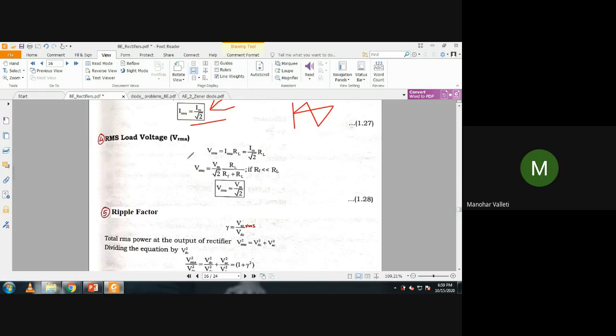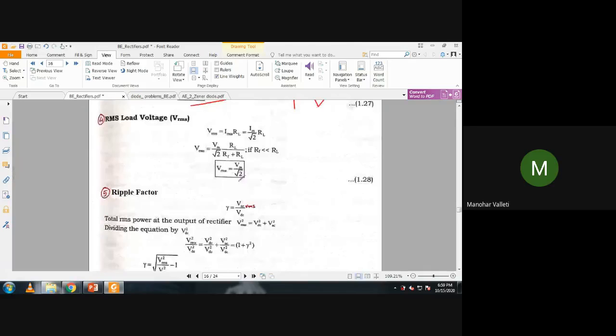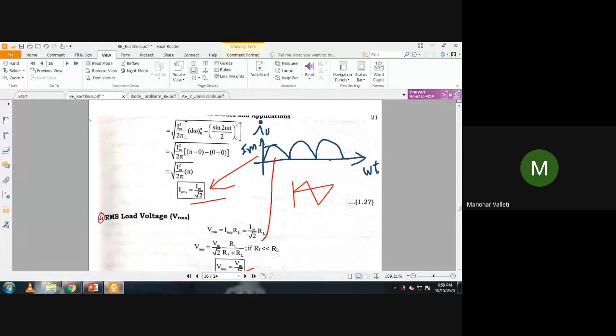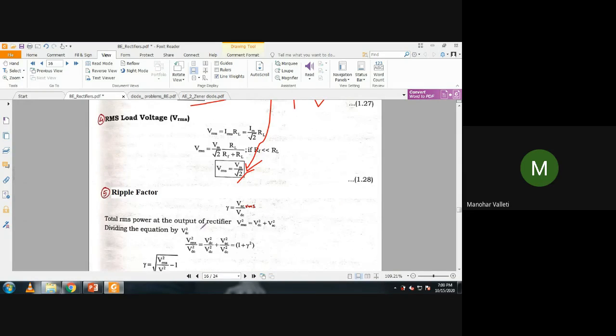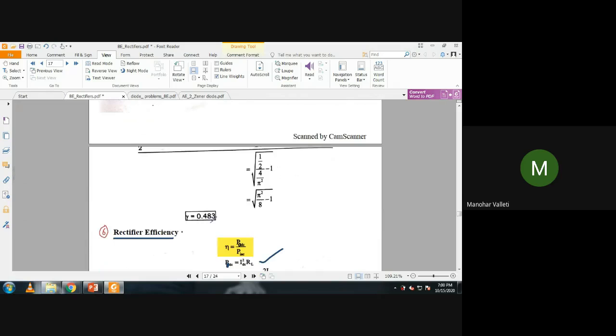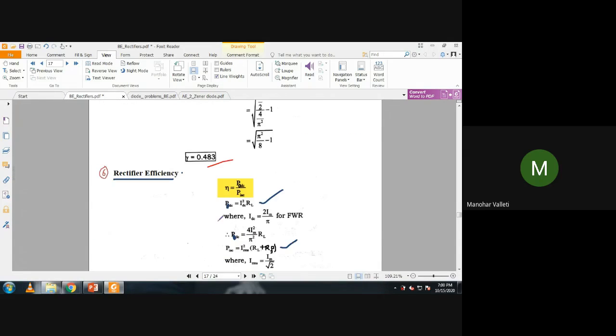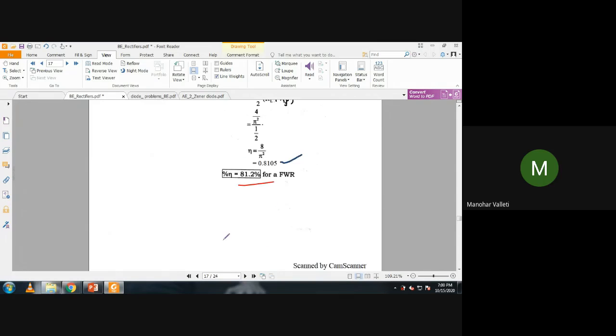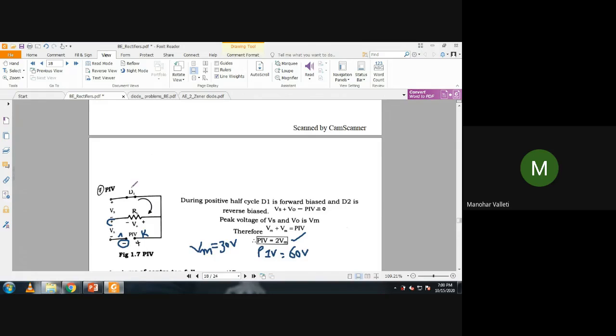So RMS load voltage obviously is Vm by root 2, for this waveform. This is the current waveform, and the voltage waveform has almost the same shape, with some magnitude changes. So for that waveform, if you find the RMS value, that is Vm by root 2. You substitute in the ripple factor and you will get 0.483, and rectifier efficiency you will get 81.2%.